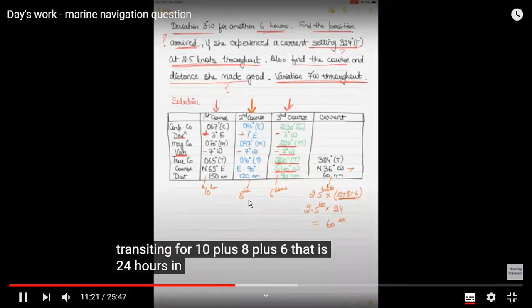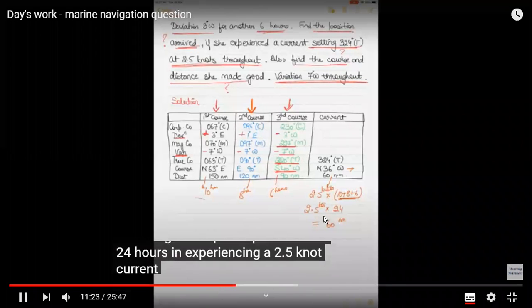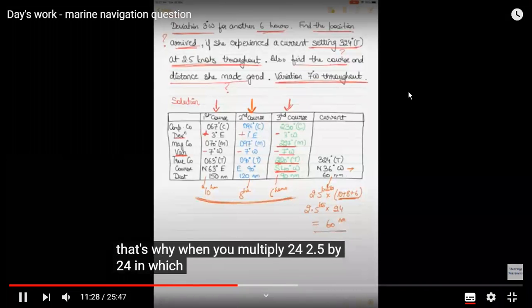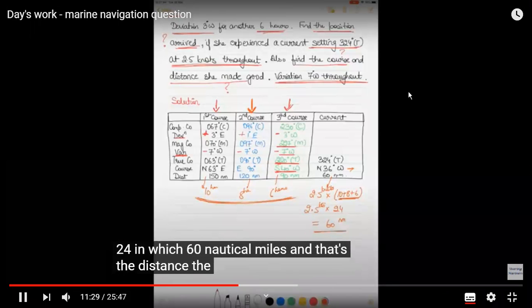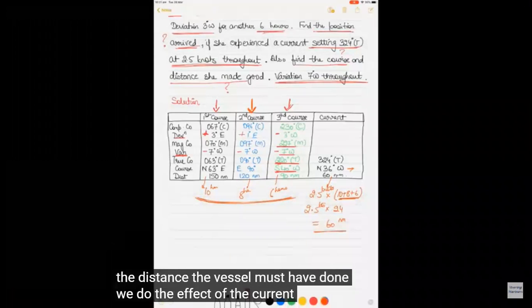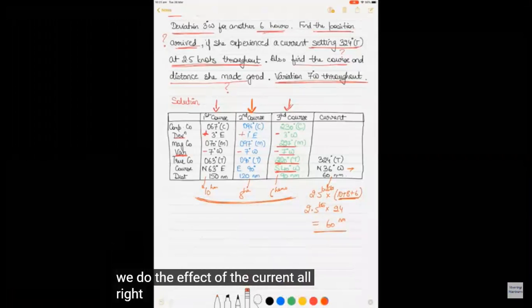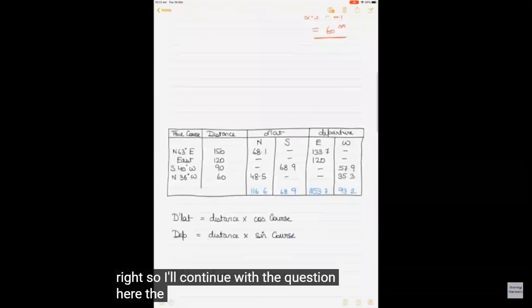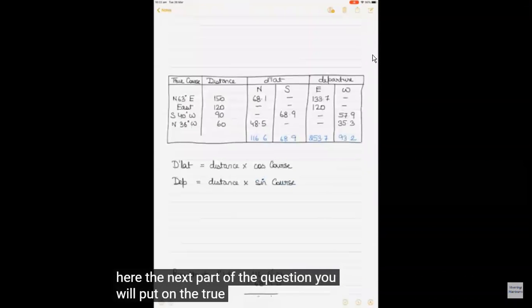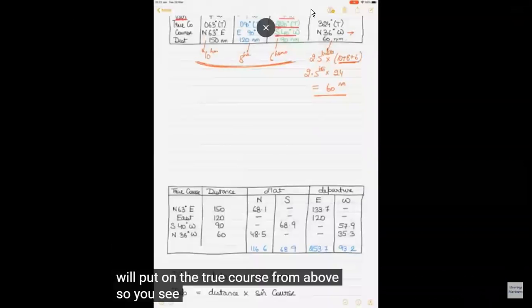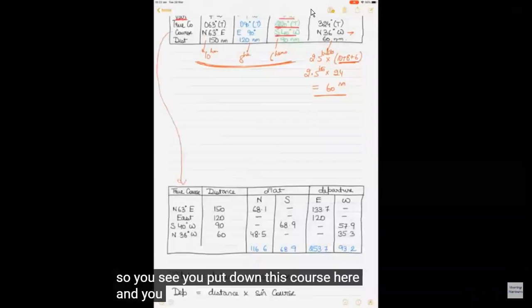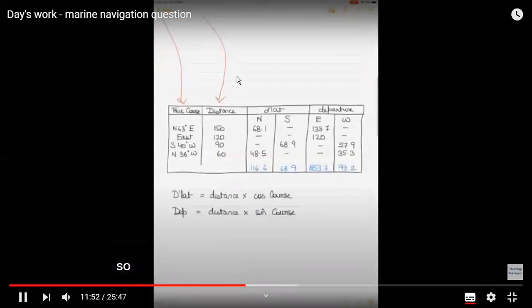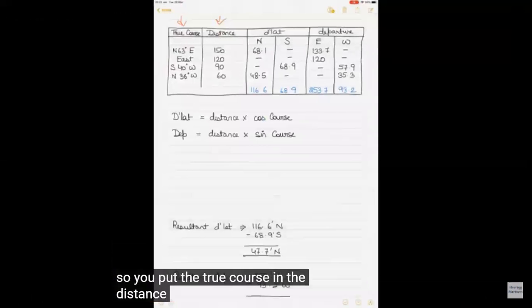So you can see here 10, 8 and 6 hours, so 24 hours. With a 2.5 knot current for 24 hours, that is 60 miles. Now we have to prepare the next main table. If we didn't have compass courses and we had true courses, we would make this table directly. So we put the true courses, distances, and the other columns for DLAT and departure. DLAT and departure will be in two columns: one is north-south for latitude, and departure is east-west.